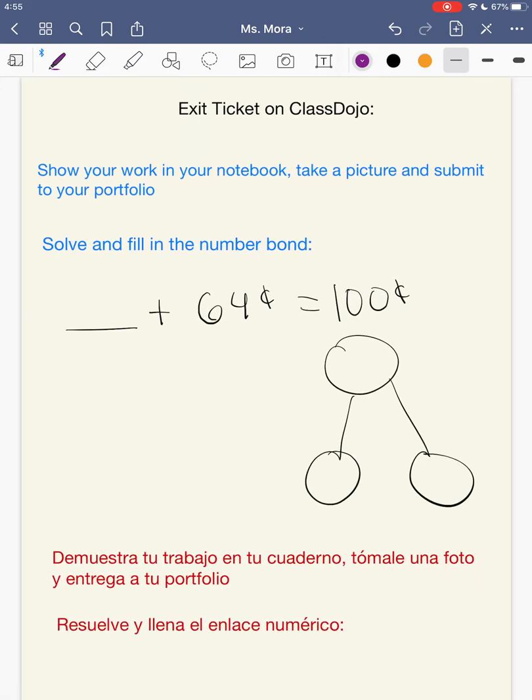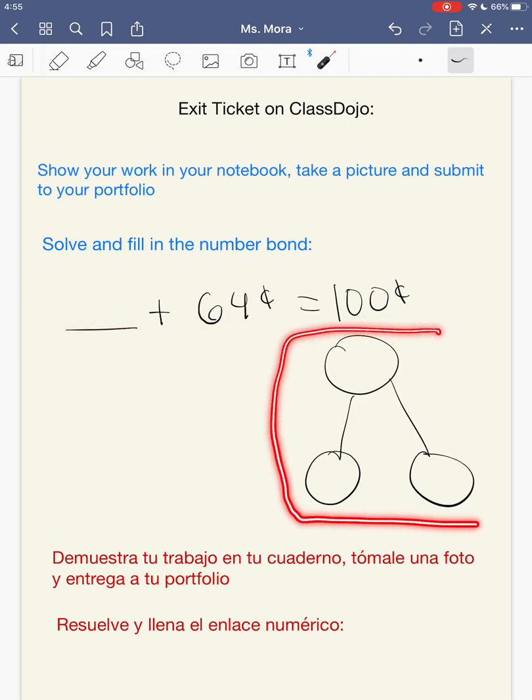So your exit ticket, okay, make sure you show your work in your notebook, take a picture, and submit to your portfolio, alright? Your number sentence is blank plus 64 cents equals 100 cents. Here's your number bond, so you have to draw the number bond as well and fill it in, okay? And show your work, and then take a picture and submit to your portfolio, okay?